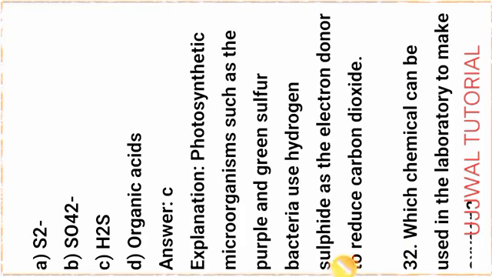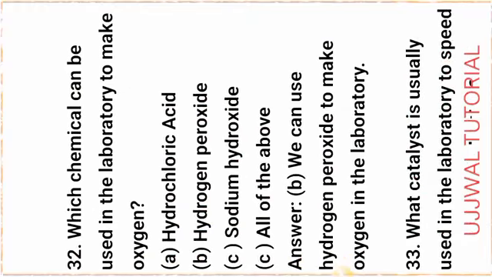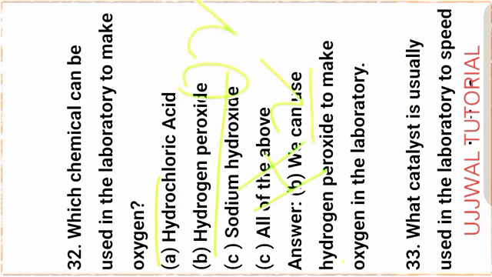Next question, number 32. Which chemical can be used in the laboratory to make oxygen? Option B, hydrogen peroxide, that is the formula H2O2. To explain, you can use hydrogen peroxide to make oxygen in the laboratory.